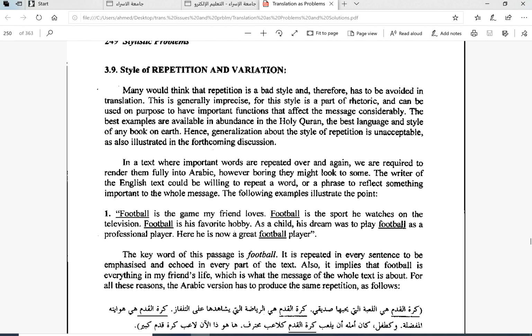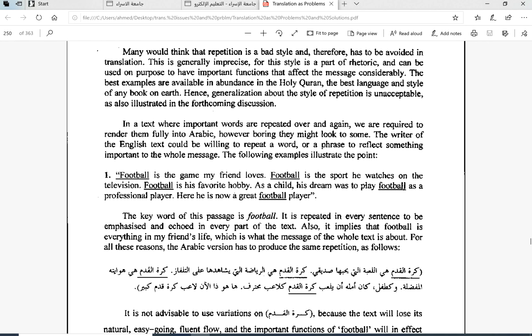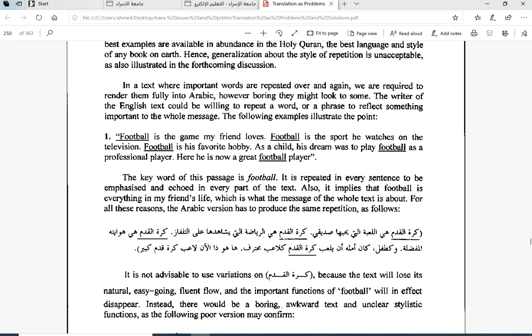The best examples are available in abundance in the Holy Quran, the best language and style of any book on earth, Quran al-Karim. Generalization about the style of repetition is unacceptable, and this is also illustrated in the forthcoming discussion. Come on, we're going to see now.